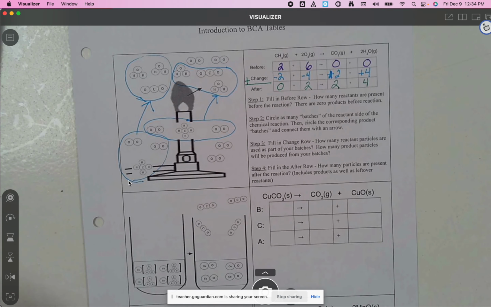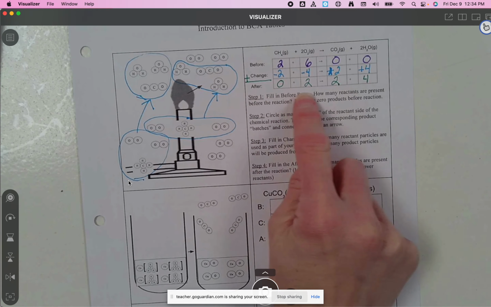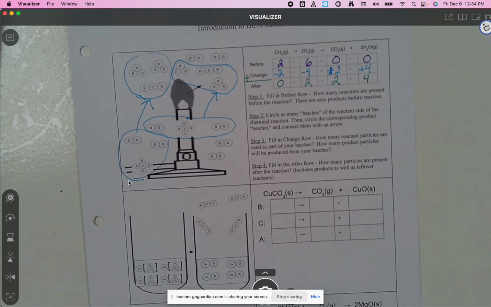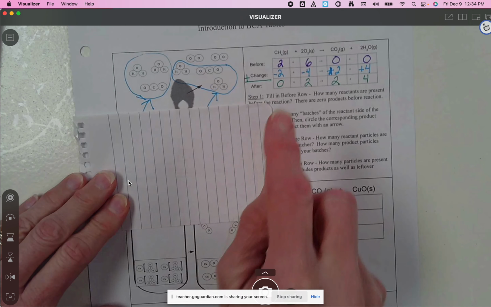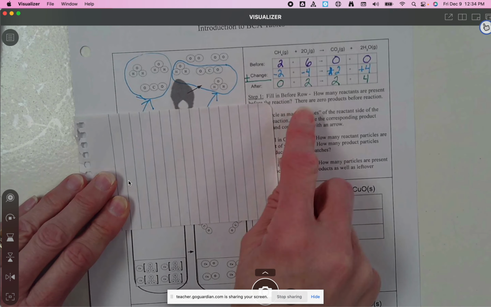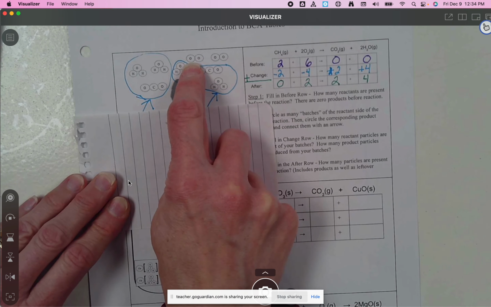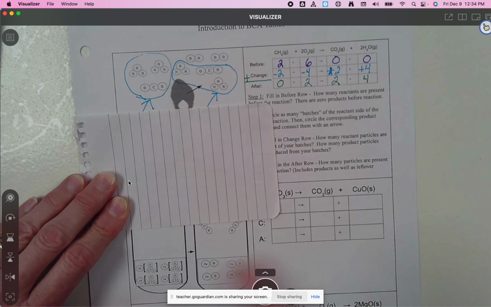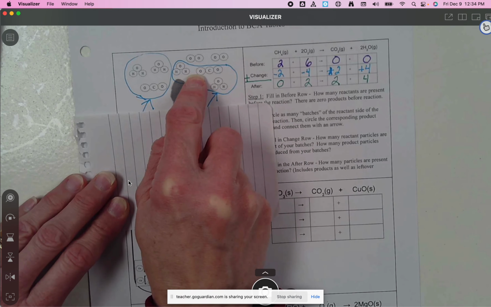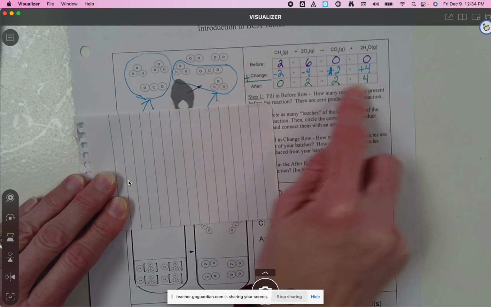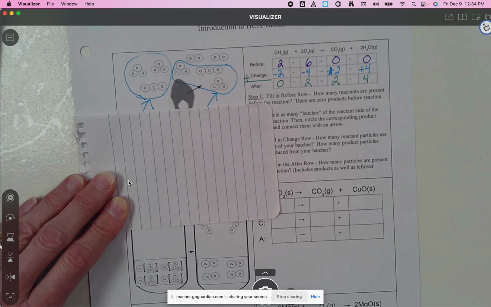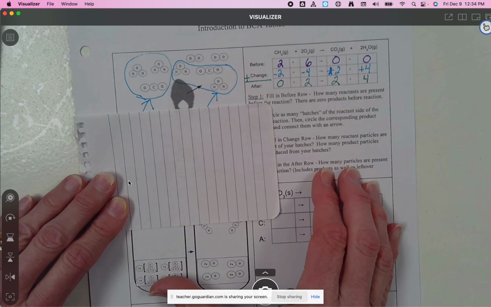If your table has been made properly, the last row here will tell you what is in the picture of your products. So the picture of my products has no CH4. True. The picture of my products has 2 O2s, here and here. True. The picture of my products has 2 CO2s, one here, one here. And the picture of my products has 4 H2Os, 1, 2, 3, 4. I've been successful because my after row matches my picture.